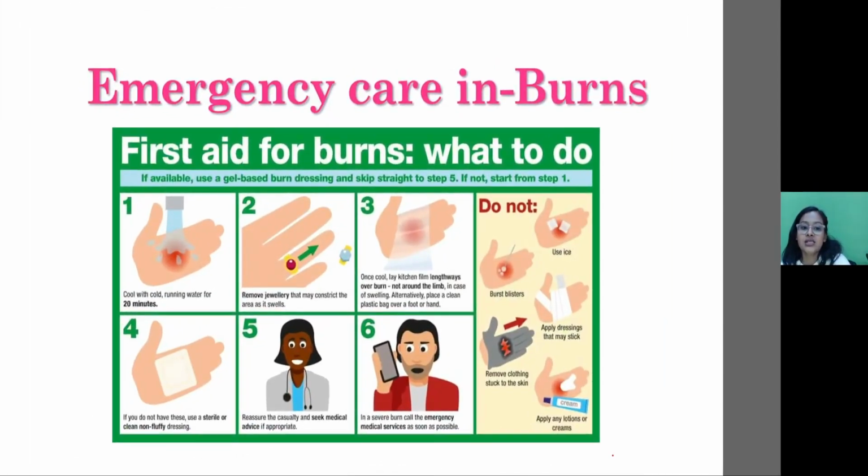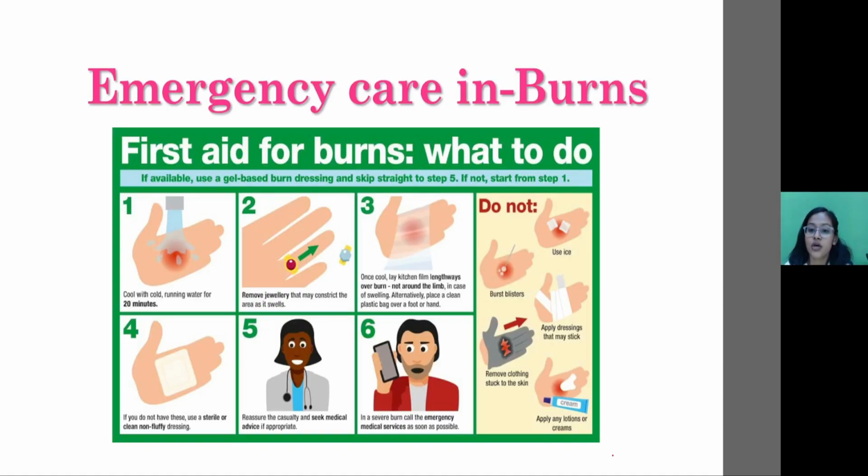Next condition is emergency care in burns. Basically, if the burn is first degree or second degree, the first aid is done inside the home only, or at the area where the patient has suffered the burn. But if a patient comes to you, what will you do? You will cool it with cold running water for 20 minutes.